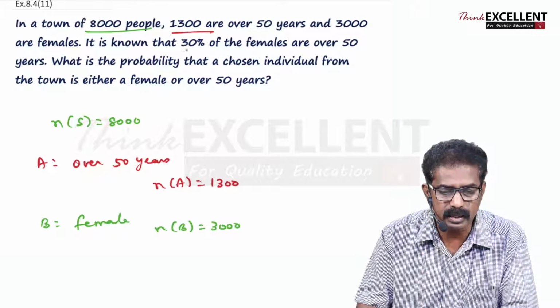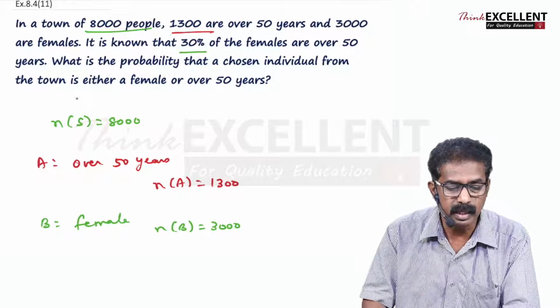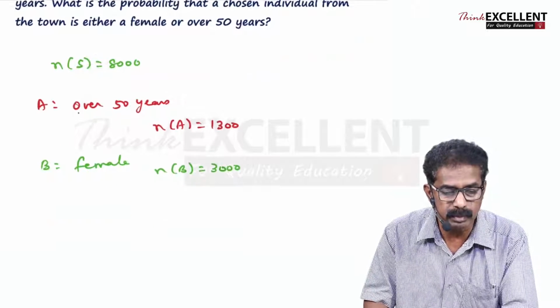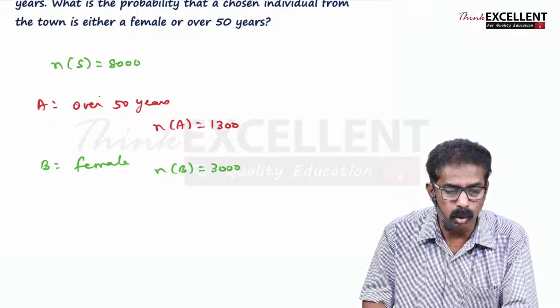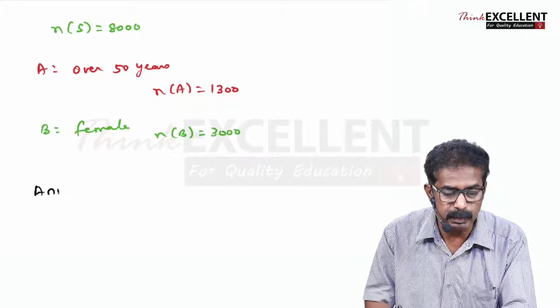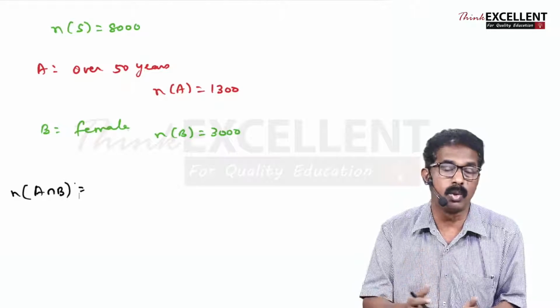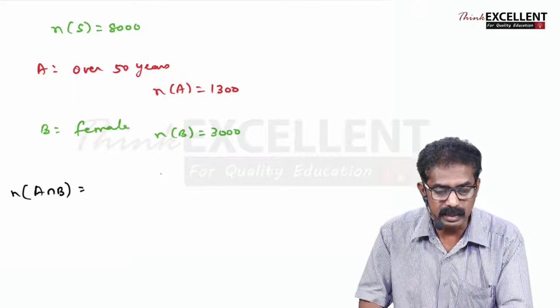It is known that 30% of female are over 50. So female and over 50. Female means it is what? B. Over 50 means A. So both, so A intersection B. N of A intersection B is A and B, female as well as over 50 years. Both. So they didn't give the number.